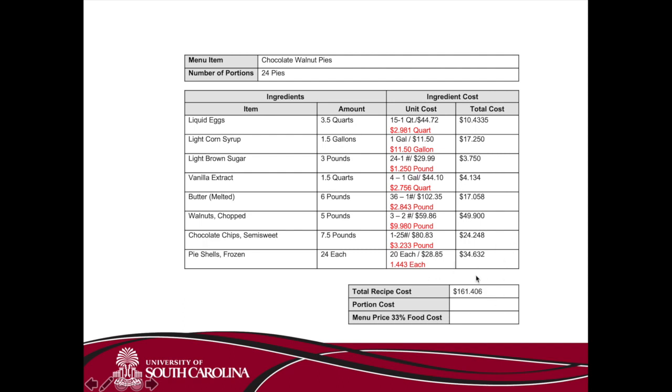So when we make our recipe, our chocolate walnut pie recipe, it cost us $161.41 to make that chocolate walnut pie recipe, okay? And then we need to see how much it is per portion. So 24 pies divided by 161, it cost us $6.73 a piece. So with a 33% food cost, we would be at $20.38 for a pie. Okay, so $20.38 would be what we should charge for a single pie.